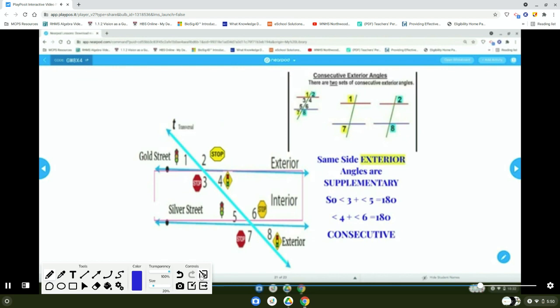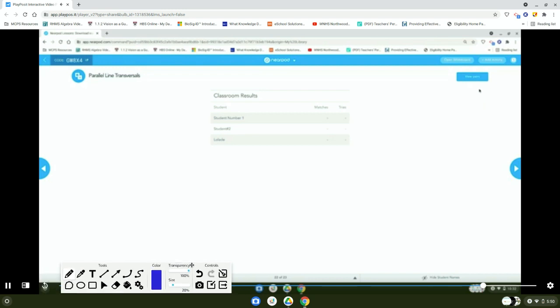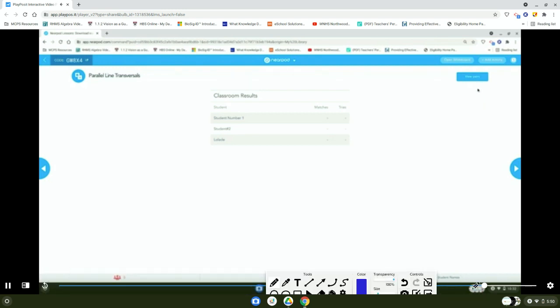This concludes our lesson. Let's take the exit ticket and let me check your understanding so far, students. Can you match the pairs? And let's see if you understand.